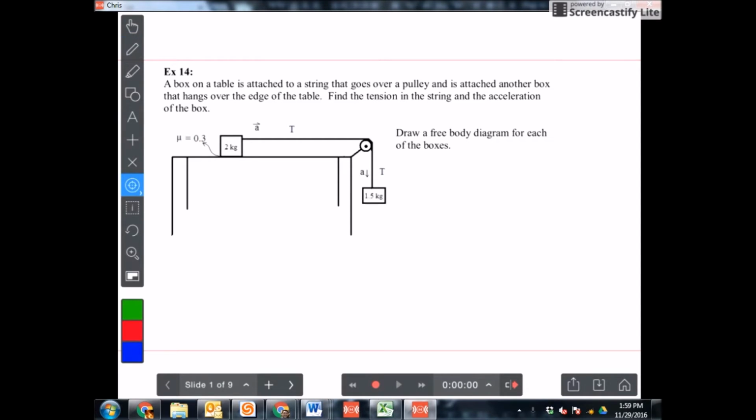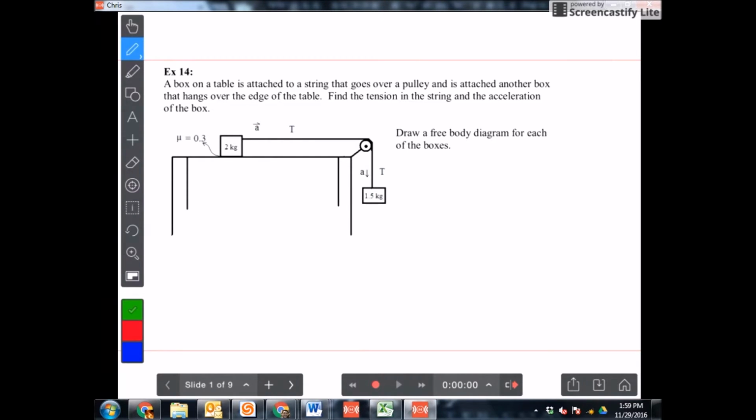Now, we said that the string here is what attaches the two boxes to each other, which means whatever the acceleration is of this box must be the acceleration of this box, right? And whatever the tension is in this piece of the string must be the tension in that piece of the string because it's the same string, right? Okay. So with that being said, let's do an F-net statement of the box on the table, all right?